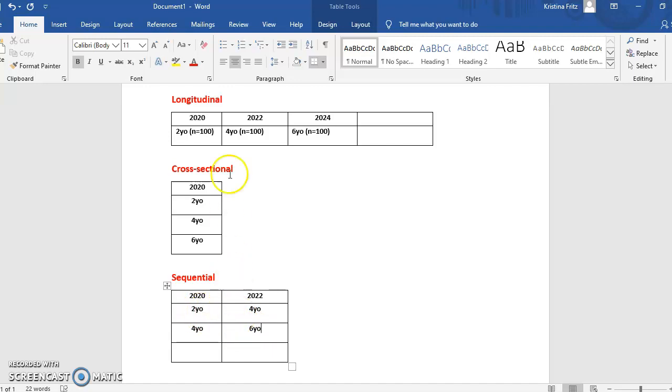So you can see that longitudinal is taking the same group, studying them across time at 2, 4, and 6 years of age. Cross-sectional is taking 3 different groups of children, all within a week span maybe, or a day, and looking at 2-year-olds, 4-year-olds, and 6-year-olds. And then sequential is doing a combination of longitudinal and cross-sectional, where you still are looking at kids across time, but you're also looking at a different group as well.